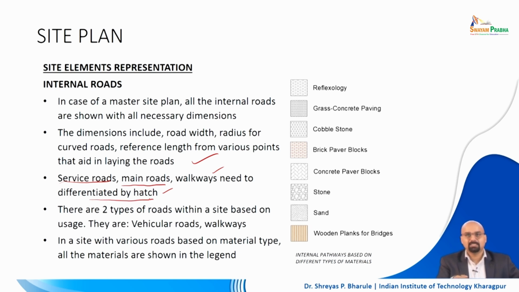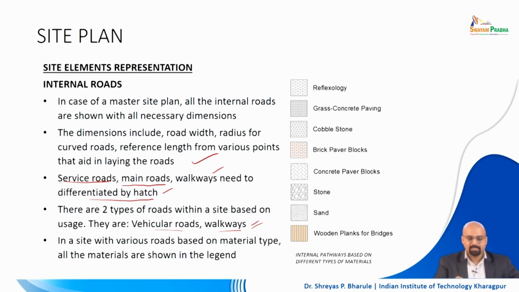So, the way you are hatching the kind of material which will be given to different roads can be highlighted here. And based on this, there are at least two types of road which will be there in the site. They are vehicular roads and walkways. Two definite roads are to be mentioned explicitly. Vehicular roads will have one hatch and walkways will have another kind of hatch. In most cases, walkways are often paved, or walkways will have certain types of gravel or something like that, and vehicular roads are either paved or they are blacktop.